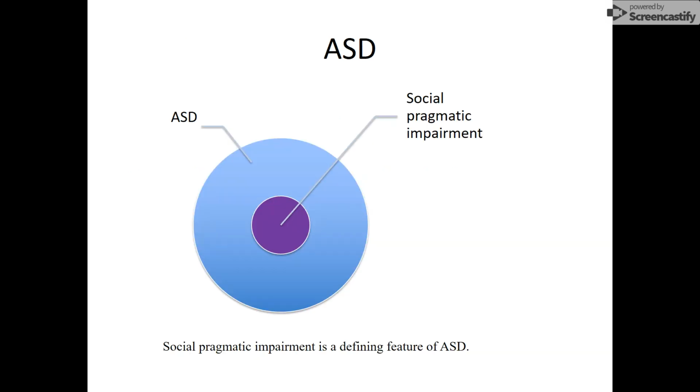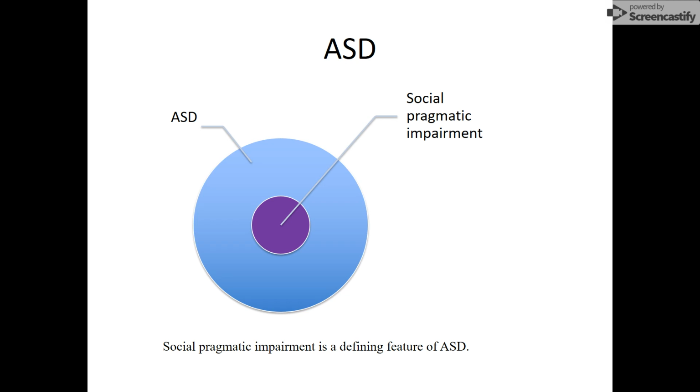So this visual is to highlight the features of autism spectrum disorder and the fact that a social pragmatic impairment is only one small piece of a diagnosis of autism spectrum disorder. So we think a lot about ASD as a social pragmatic language impairment, but it's really a lot more than that. So here we're looking at a circle.